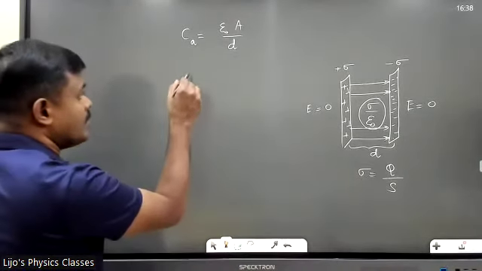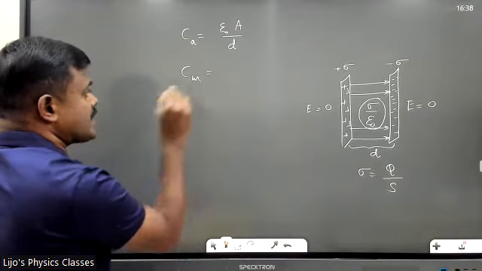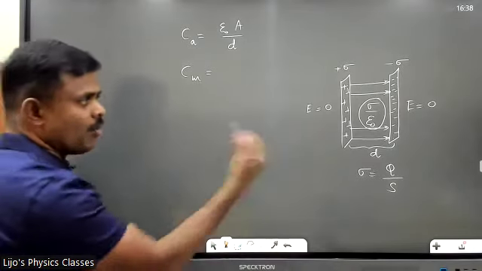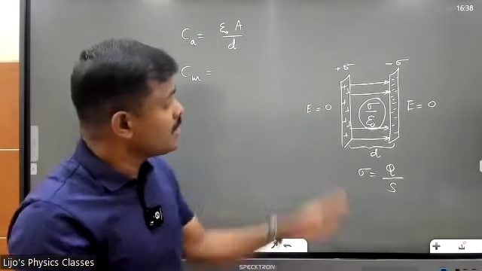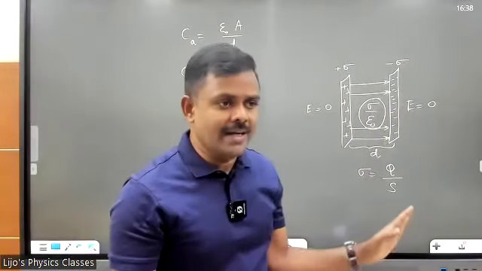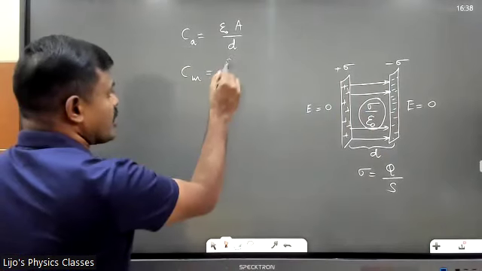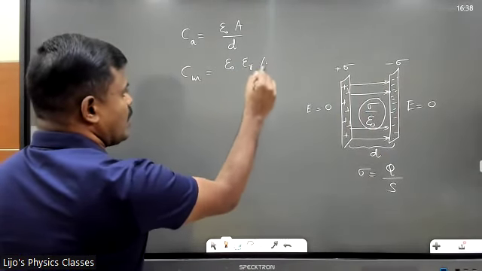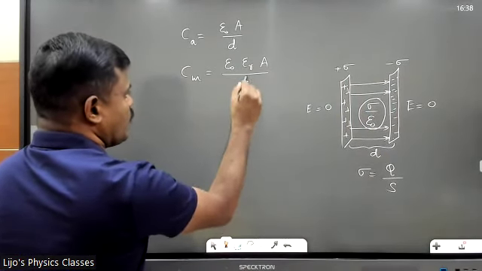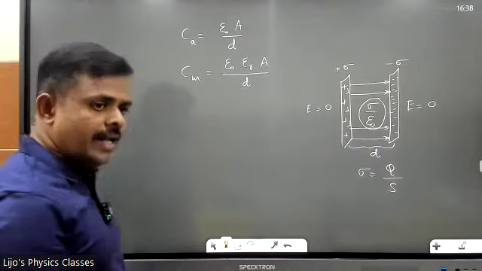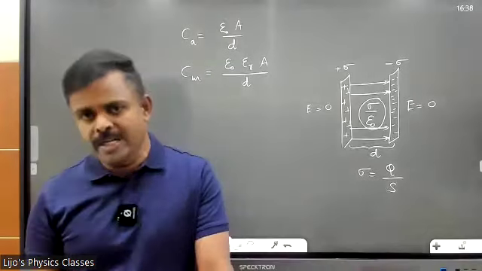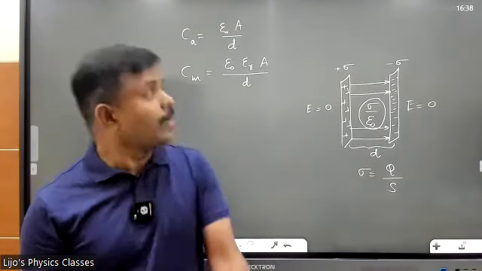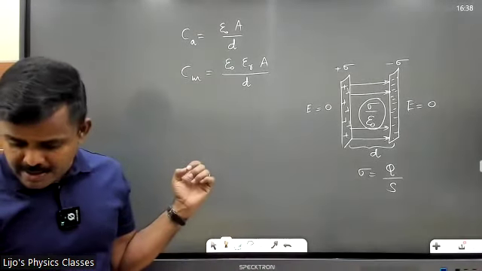Now, what about a medium? If you fill the inside with a medium like water, paper, wax, etc., there will be another equation, epsilon zero, epsilon R A by d, where epsilon R is called relative permittivity or dielectric constant of the medium. Correct. So we have two capacitances now.